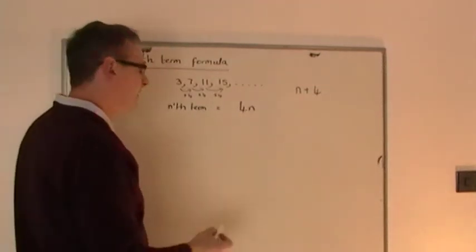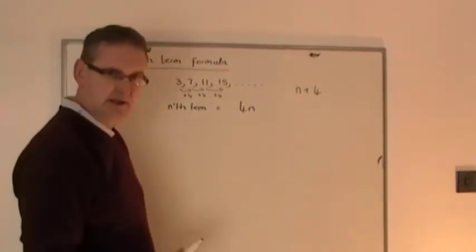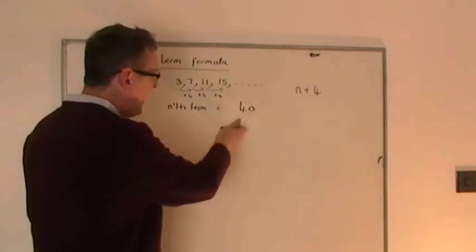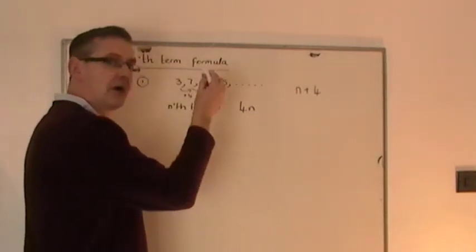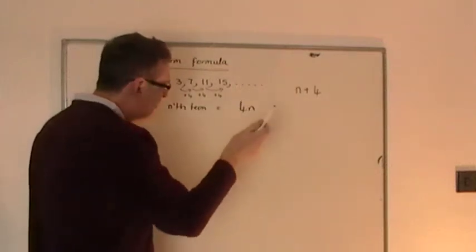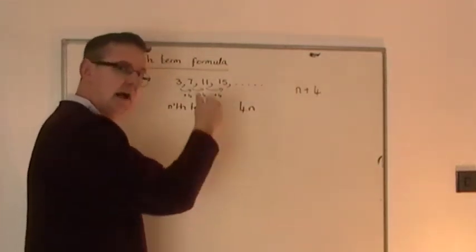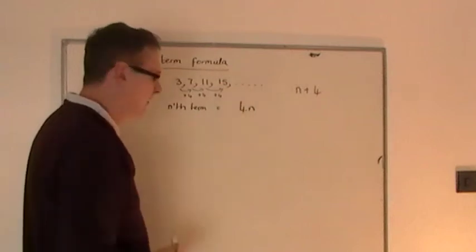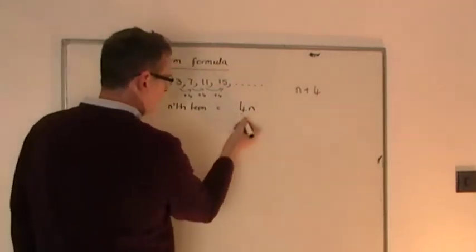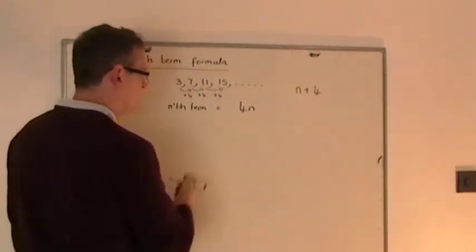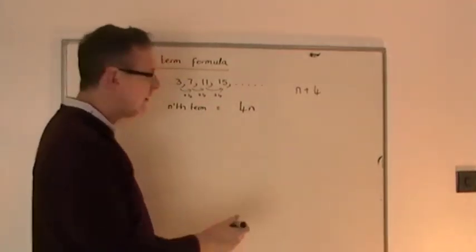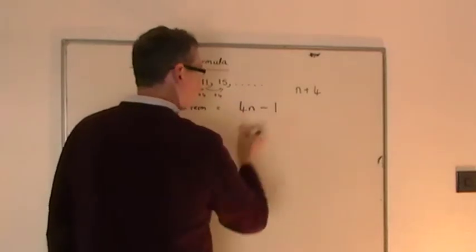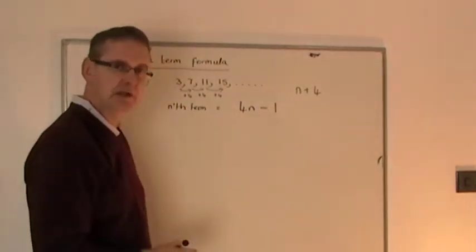Okay, now, if that formula is correct, whenever you put n equals 1 into that, it will work out to you the first term. If you put n equals 2 into that, it will work out the second term. So let's try it. If n is 1, you get 4 times 1, which is 4. But the first term is not 4, it's 3. So what I have to do is compensate. I have to subtract 1 to get the 3 that we need.